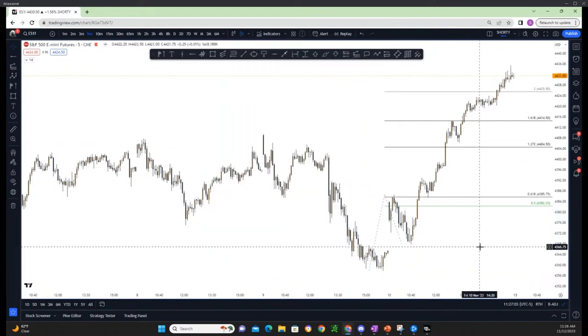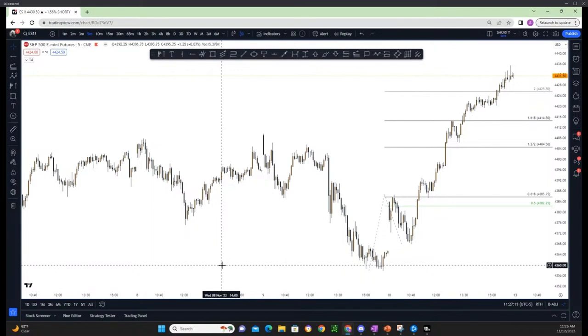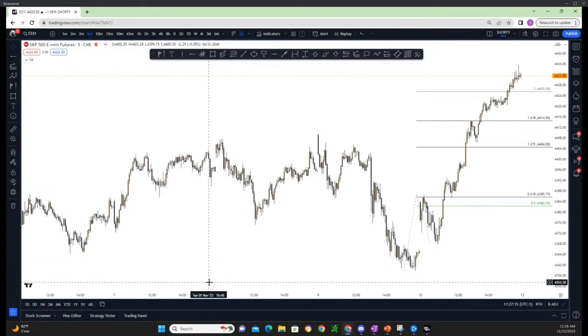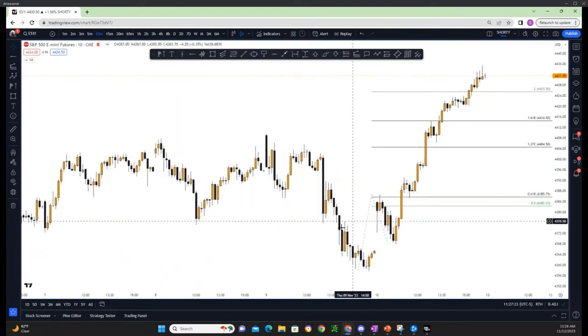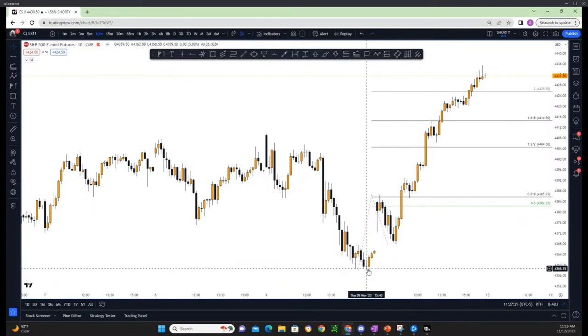Why would the 200 be important here? Anyone? Where's the 200? The 1.272? Why would the 200 be important at all? It'd be two times this move, guys.